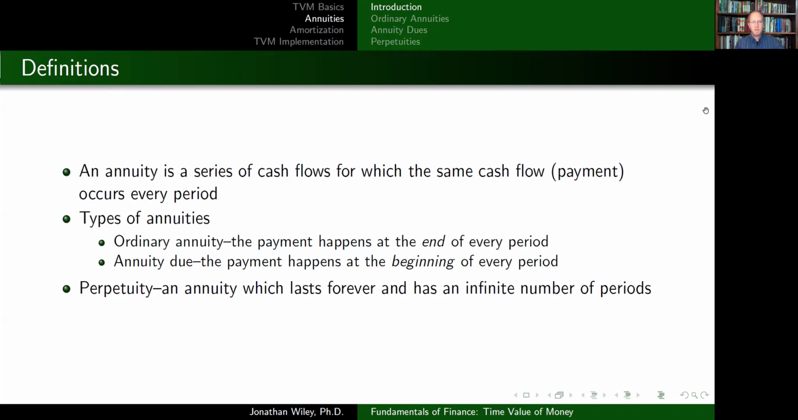So things to remember: every annuity has the same amount every period for a specified number of periods. And it is either at the beginning of the period or the end of the period. If it is happening at the end of the period, it's called an ordinary annuity. If the payment is happening at the beginning of the period, it is an annuity due. If you're wondering which one's more common, it would be the ordinary annuity, which is why it is called ordinary.